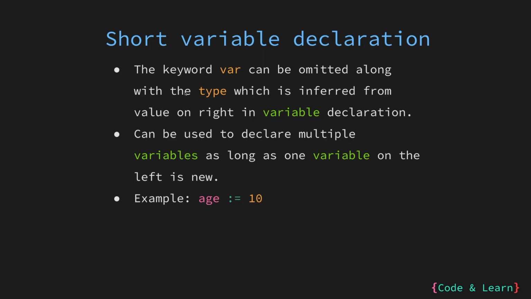value of 10. Go allows another way of declaring variables, which is also known as short variable declaration. In this form, the keyword var can be omitted along with the type as long as the type can be inferred from the value on the right. The way to do this is by writing the variable name := the value. The shorthand variable declaration can be used as long as there is at least one new variable assignment on the left. We will cover this in our coding session. An example of this is age := 10.